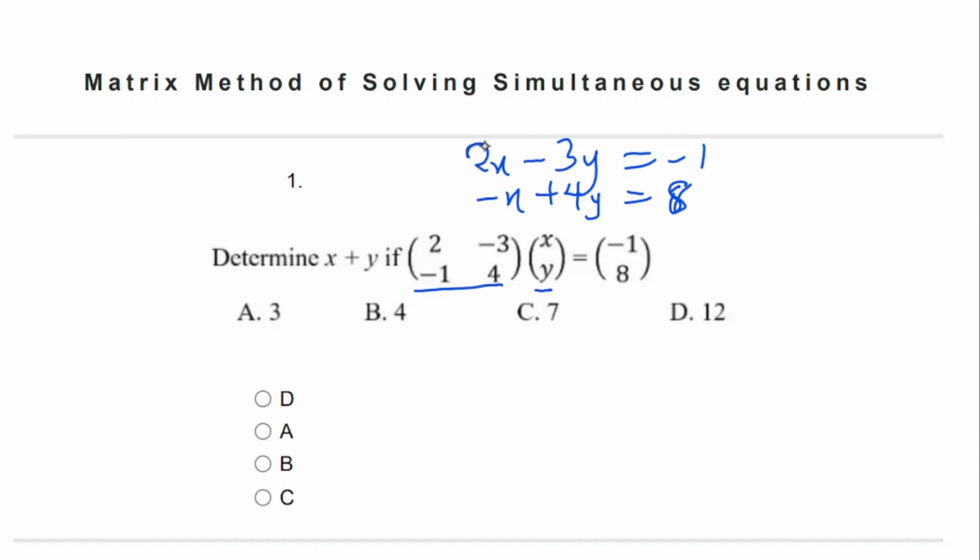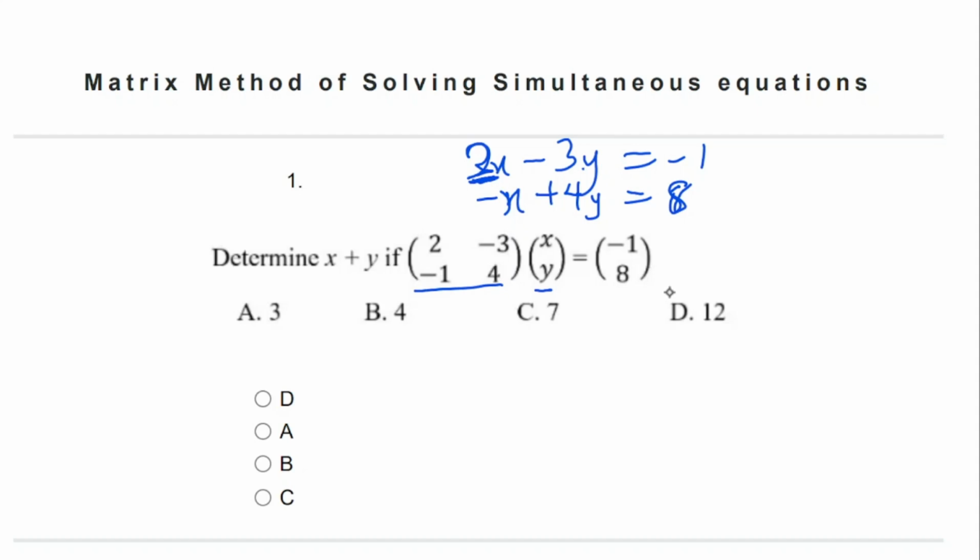Just pick the numbers beside the variable. So that is 2. This forms the first element, the first row, first column. The next one will be minus 1. This will be minus 3 and 4. Then the x and y will be the second column matrix that we have beside it. Then the answer will also form a column matrix.